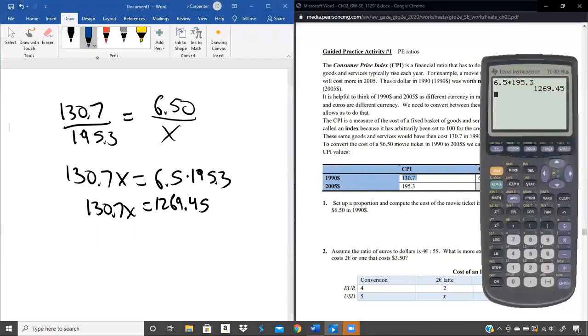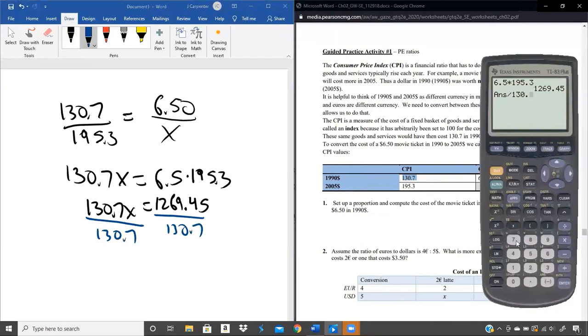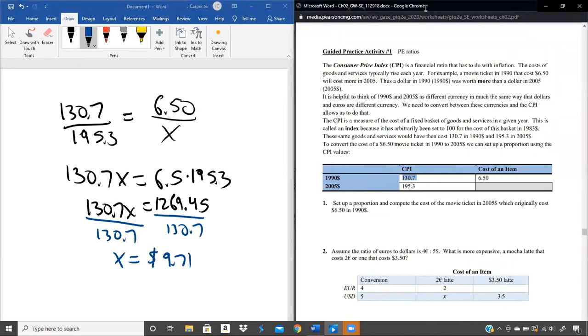0.45. Then we divide both sides by the number in front of the x, 130.7. And we can just do this, divided by 130.7. And we get 9.7. Now we're talking money, so let's go 9.71. Let's round to the nearest penny. Generally with money, we're going to round to the nearest penny unless you're told otherwise. Now remember, the answer is not just 9.71, it's $9.71 because this was a cost of an item.